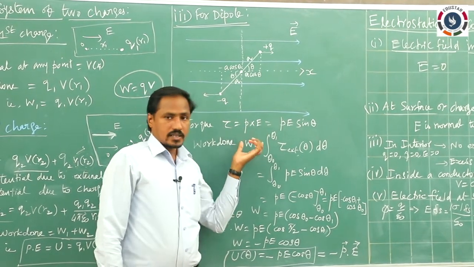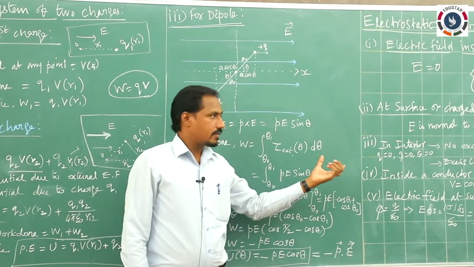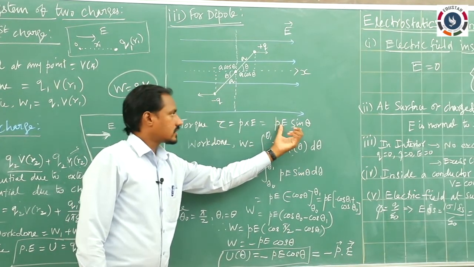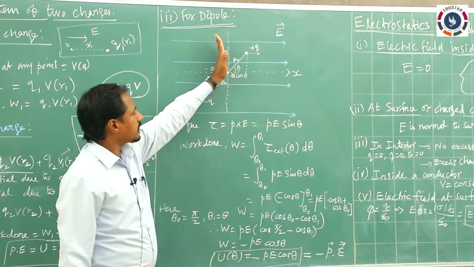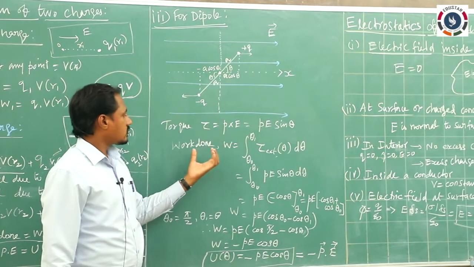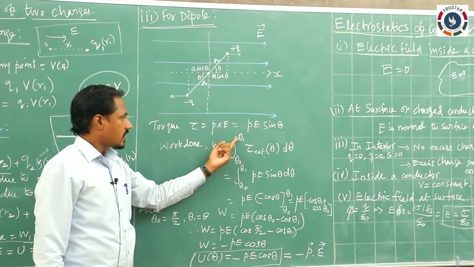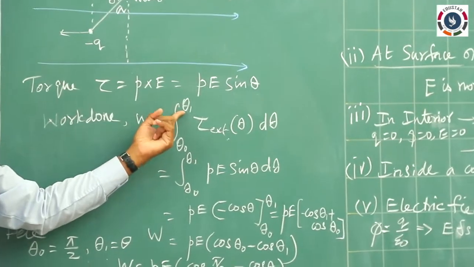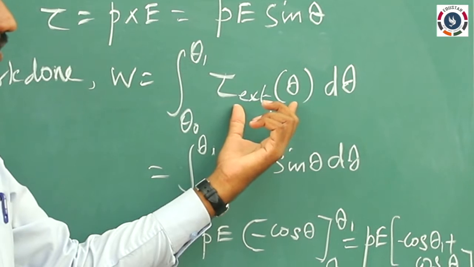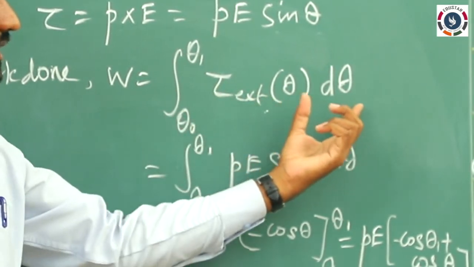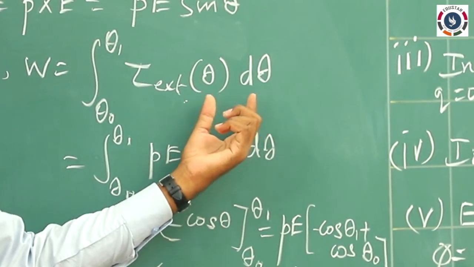So, totally P cross E, it is a cross product. So, we can write PE sin theta. So, this is the torque, and in order to find out the work done for moving the dipole from one position to another position, we have to take the work done integral from the initial position theta naught to the final position theta 1. Here displacement is theta, and the work done formula we know is force into displacement, here torque into angular displacement.